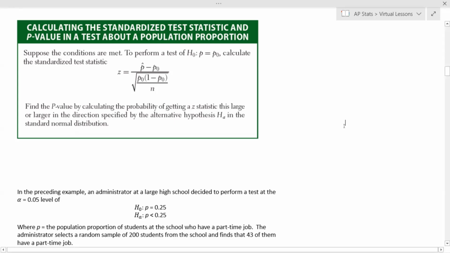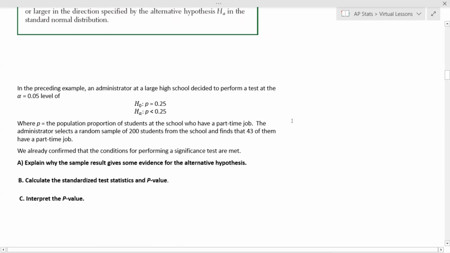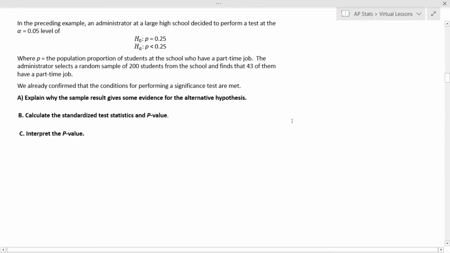So let's look here at an example. Piggybacking off the example in the previous video, we had that administrator at a large high school. He wanted to perform a test at the significance level of 0.05, where the null was the proportion of students that have a part-time job is 0.25, and the alternative is the proportion is less than. So we already confirmed that the conditions for performing the significance test are met. So here we're going to do the next couple of steps.